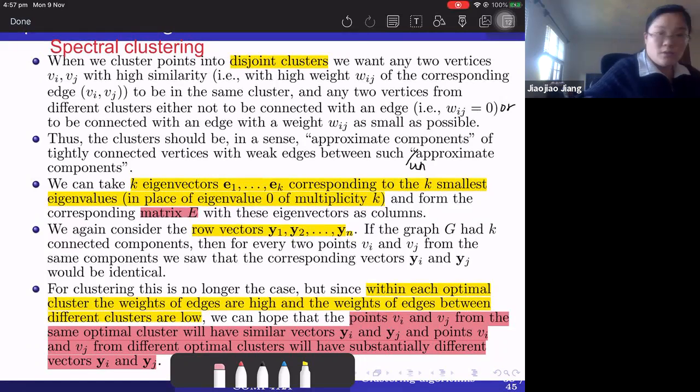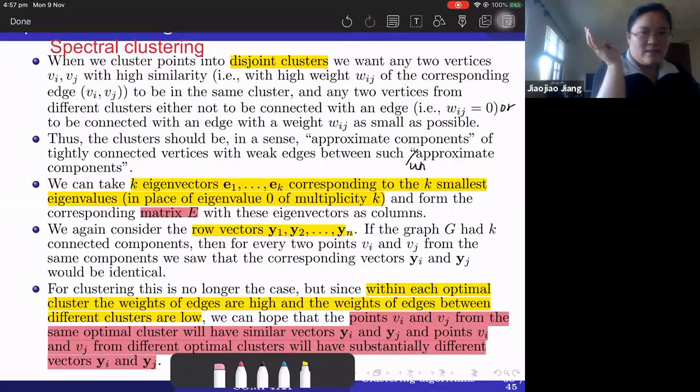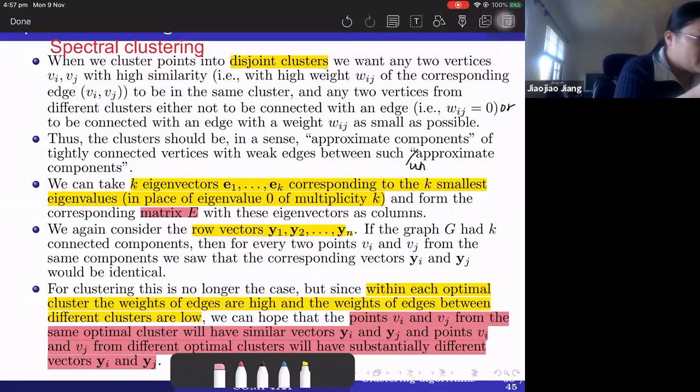Now let's move on to spectral clustering. All right, let's talk about these points one by one. So first, when we cluster points into disjoint clusters, we are talking about non-overlapping clustering. In the future, you may also read papers about overlapping clusters, but in today's class, we only focus on non-overlapping, or disjoint, clusters. So when we cluster points into disjoint clusters, we want any two vertices Vi and Vj with high similarity to be in the same cluster, and any two vertices from different clusters to be either not connected with an edge or connected with an edge of very small weight.